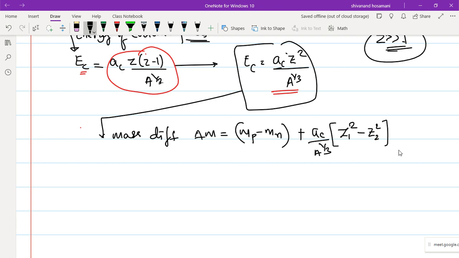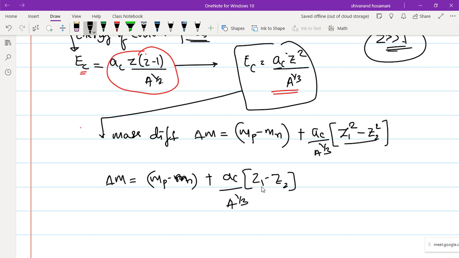If you solve this properly, what I get here is delta m equal to Mp minus Mn plus AC divided by A to the power of 1 by 3 into Z1 minus Z2 into Z1 plus Z2, using a square minus b square equals a plus b into a minus b, isn't it?